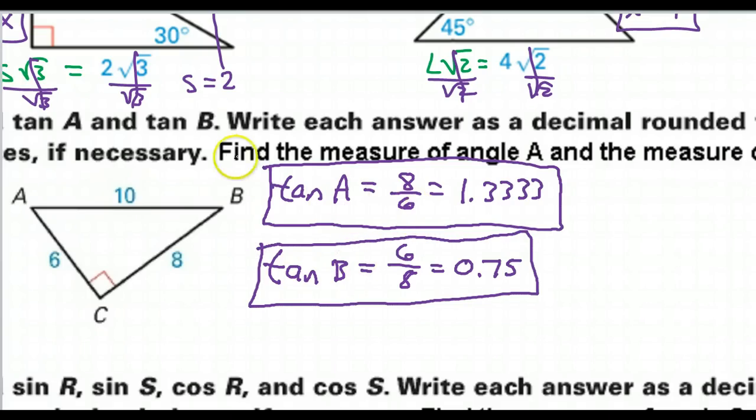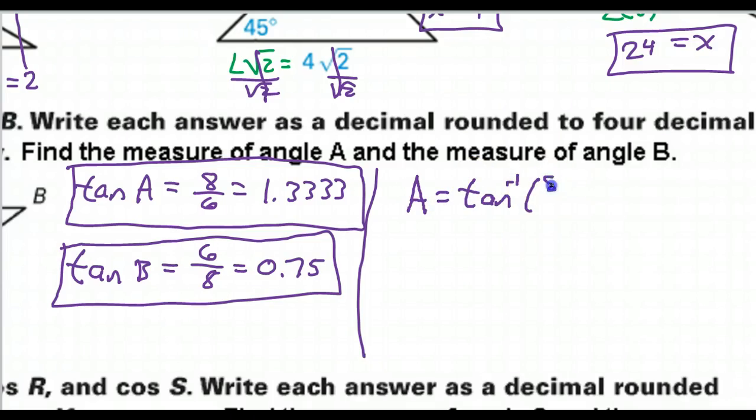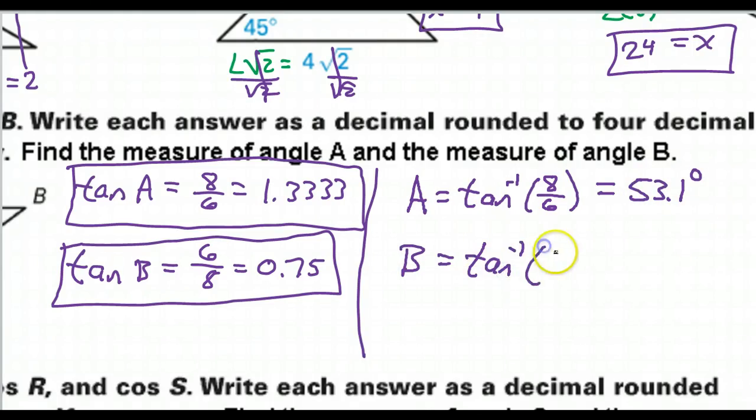Please understand that if I did not ask you to find the measure of the angle, I would just stop here and these would be my answers. But in addition, they did say they wanted me to find the measure of angle A and the measure of angle B. That's sort of like a whole different problem. To find the angle, we will do the inverse trig function. I will go back to my 8/6, or I could have done 4/3. Do not use the rounded decimal. Use the exact value. So that's going to give me inverse tangent of 8/6, 53.1 degrees. And angle B will equal the inverse tangent of 6/8. That's 36.9 degrees.